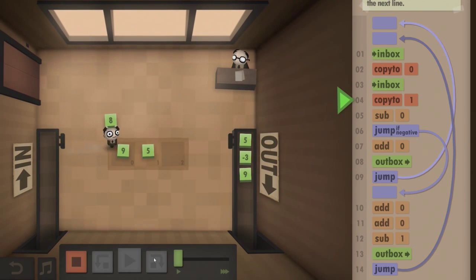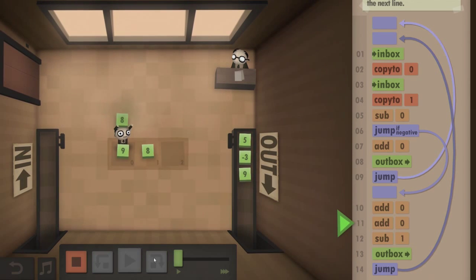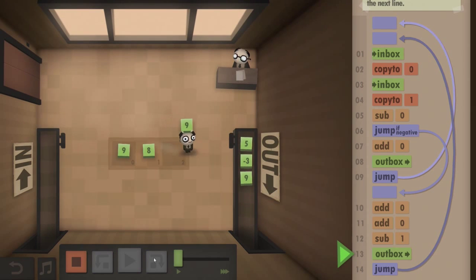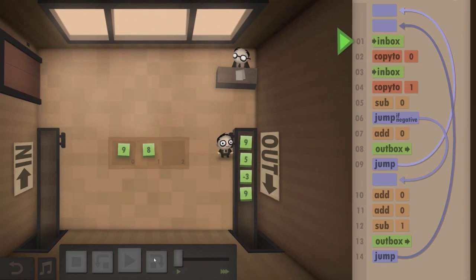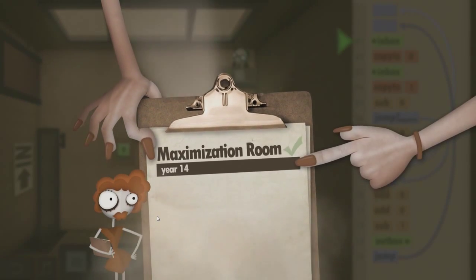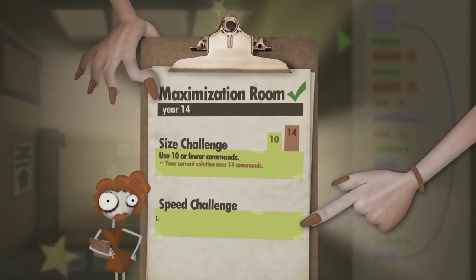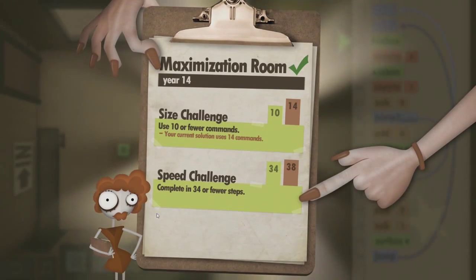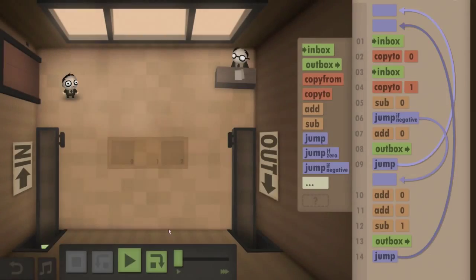Because -1, so it's going to add that. Oh no! Oh! Did I do it? I did! This doesn't feel efficient. 14 commands. 38 steps. Right, let's go back.